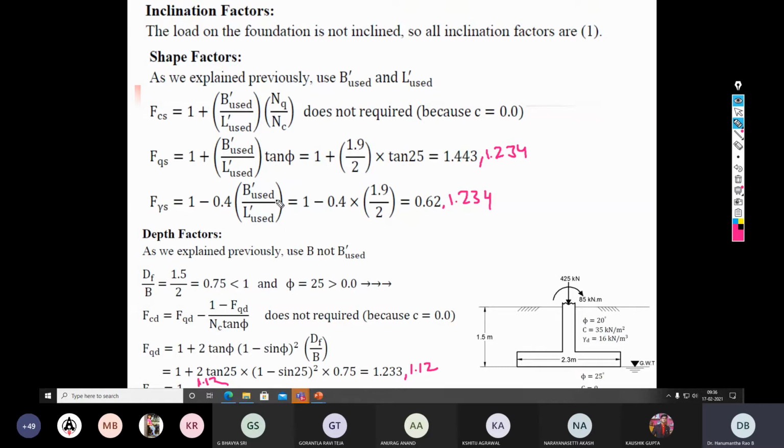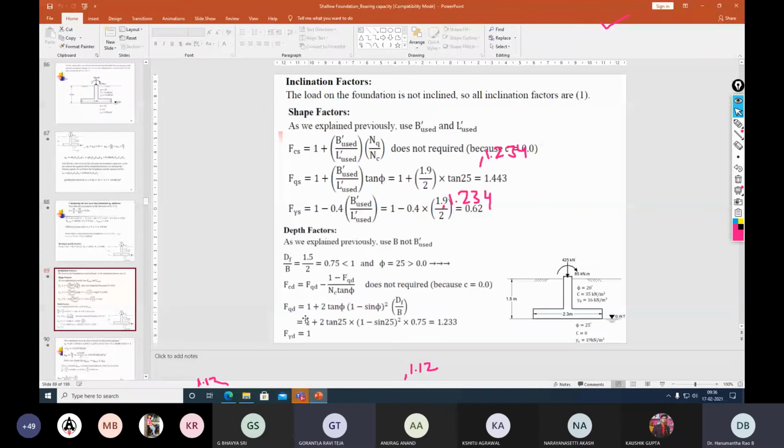So now we have calculated the shape factors and depth factors, and there is no need to calculate any inclination factor, because as the load is vertical, it shall be taken as unity. So anybody has any question? Sir, here F gamma D, what is the formula, sir? It is one only. F gamma D is 1, sir. It is unity. Okay.